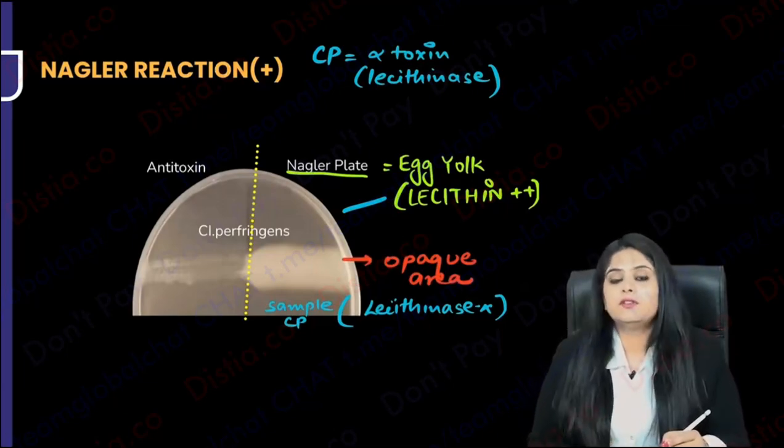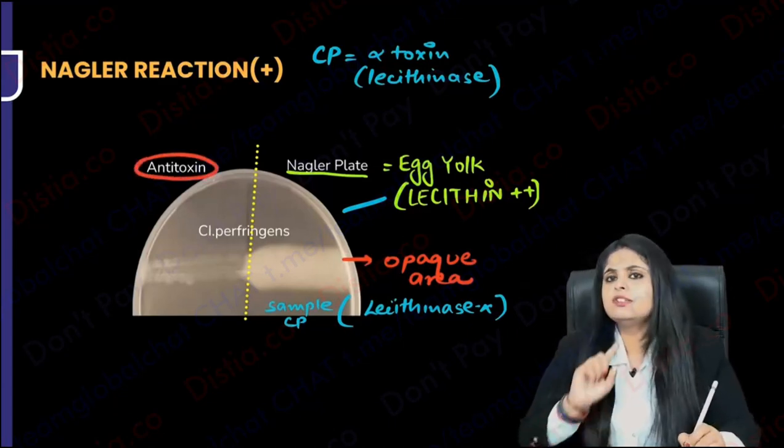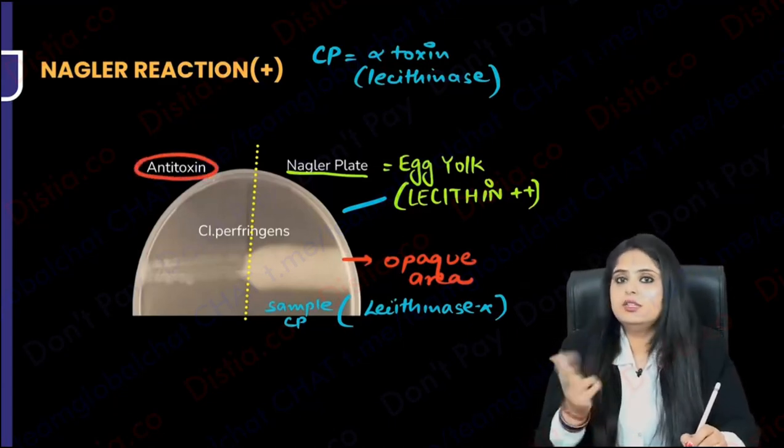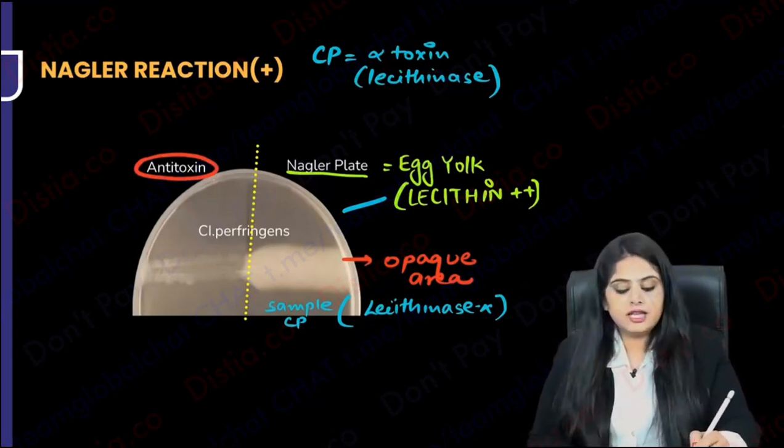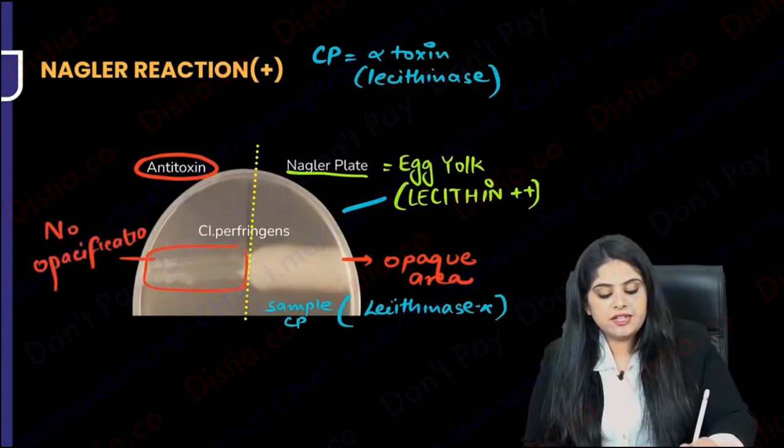I still wanted to confirm it. You know what I did? On the other side, I put antitoxin. That if toxin is there and I put antitoxin, it will cancel out. Toxin, antitoxin will cancel out, and can you see? There is no opacification that is noted.